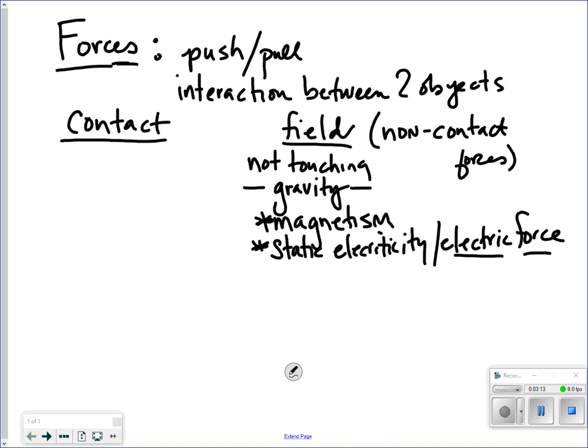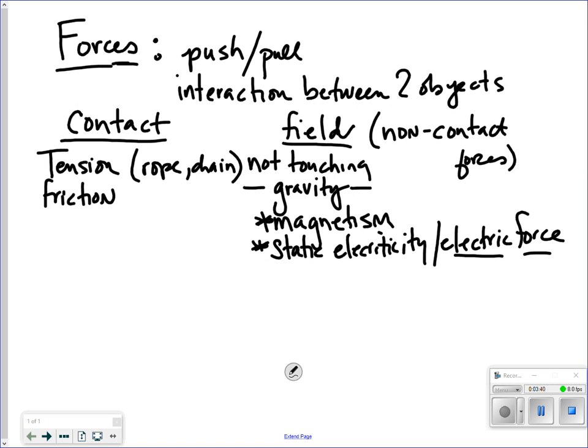Contact forces, key ones that we look at here. Tension, which is a force along a rope or a string or a chain. That kind of a force. Friction, and we've got a couple flavors of friction. We'll talk about friction in great detail a little bit later on.